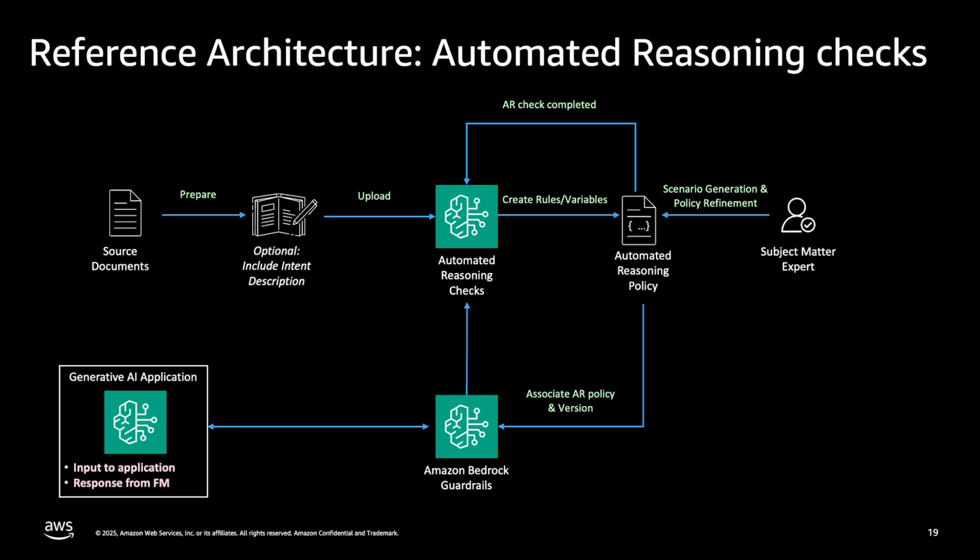And when you have a policy that you like and you think works, from the testing and the refinement process that you've done, you can then take that and associate the AR policy and the version to Amazon Bedrock Guardrails, and then you can use that for your generative AI application as a configurable safeguard.